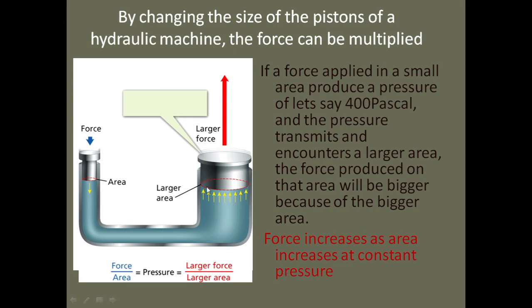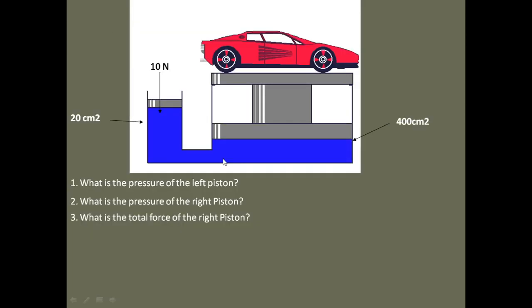Okay, but when you increase the area where the pressure is acting on, the force that will be exerted on that area will increase. So that means force and area are directly proportional at constant pressure. Are we good? So force on the large piston is multiplied, like what we have here. Force on this piston is multiplied.